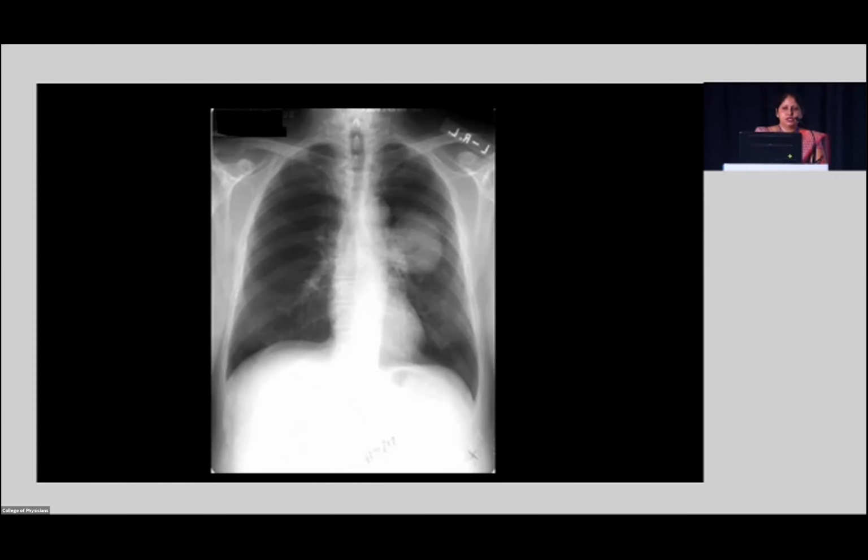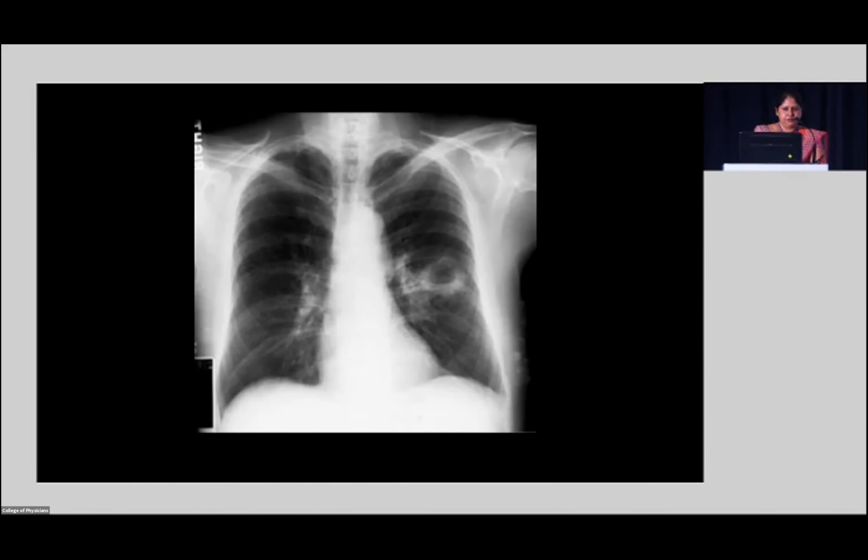So this is a well-defined opacity in the mid-zone of the lung. You see some air lucencies on top of it, but it is most likely a mass lesion.